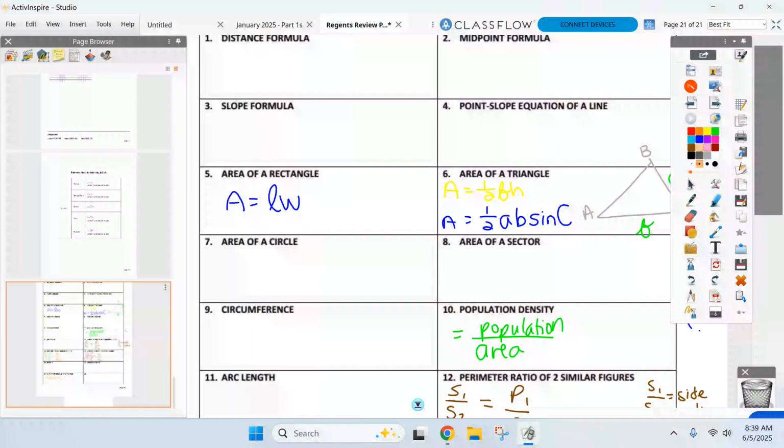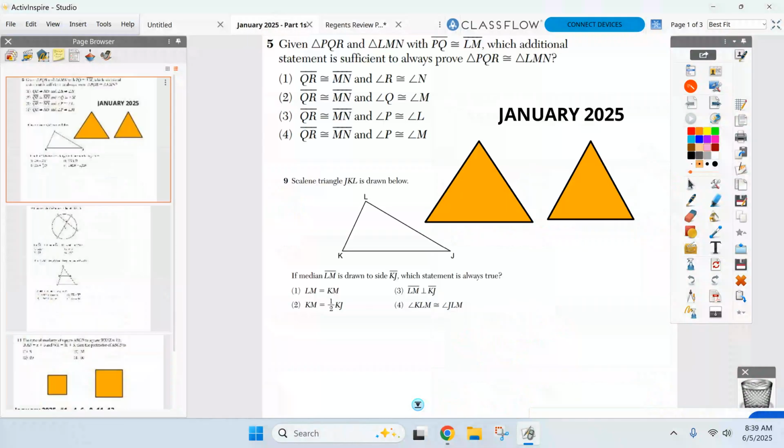Okay. I asked for the January 2025 Regents to be either downloaded in Kami or have a paper copy in front of you. I am no longer going over the topics in your packet. I am done doing that. We spent 7 days on that. You put as much effort as you could into it. We're done with those topics.